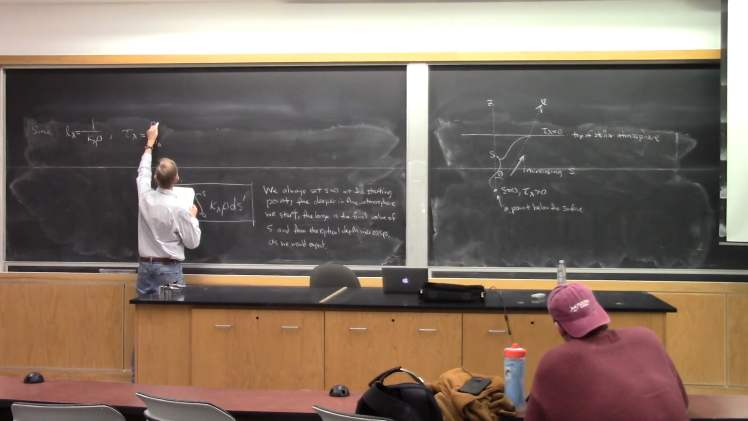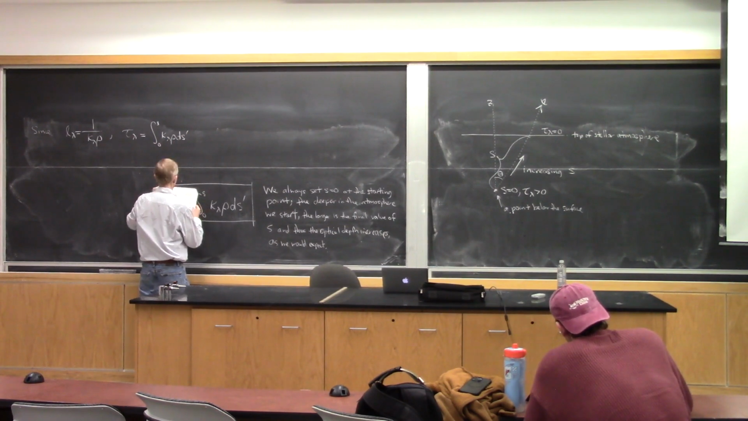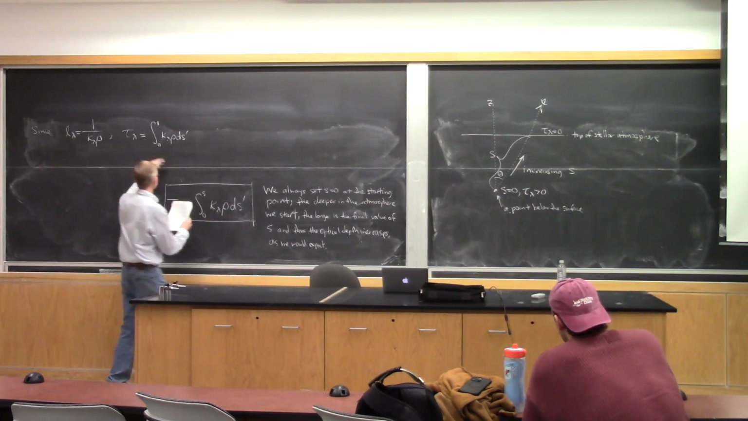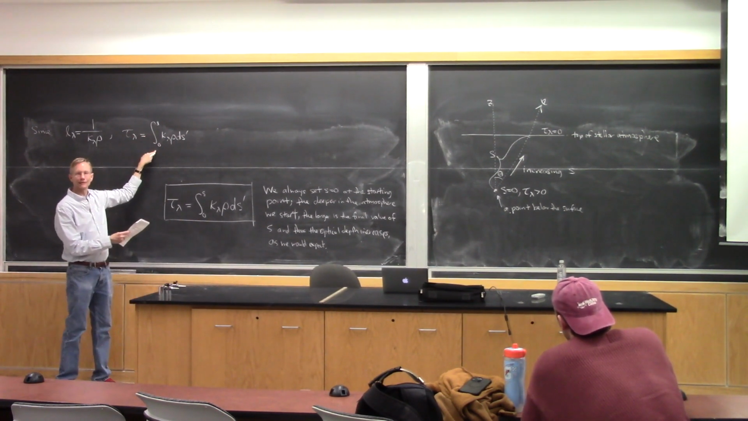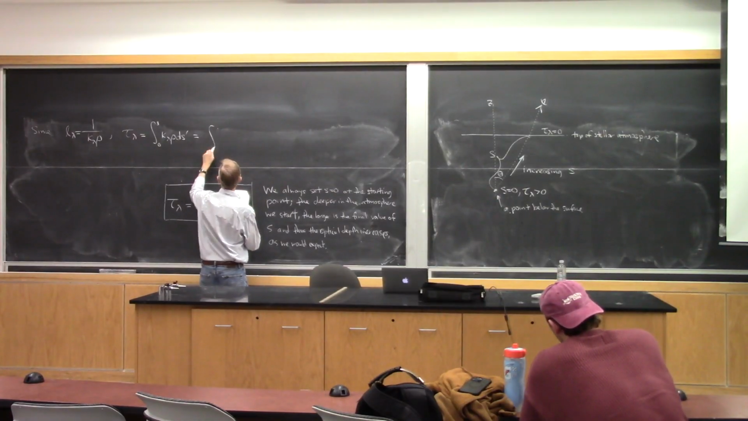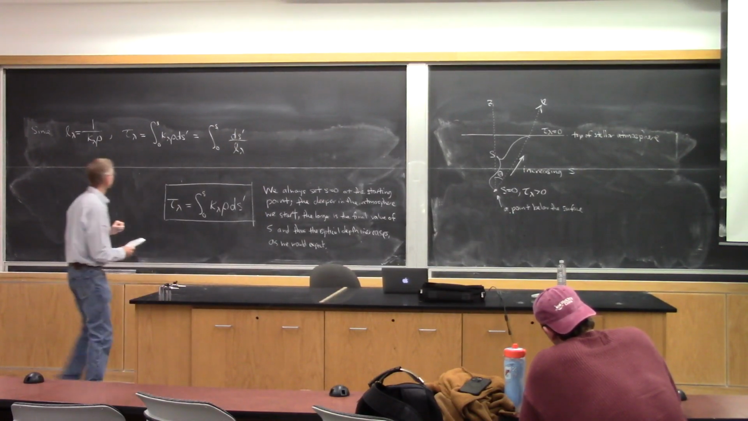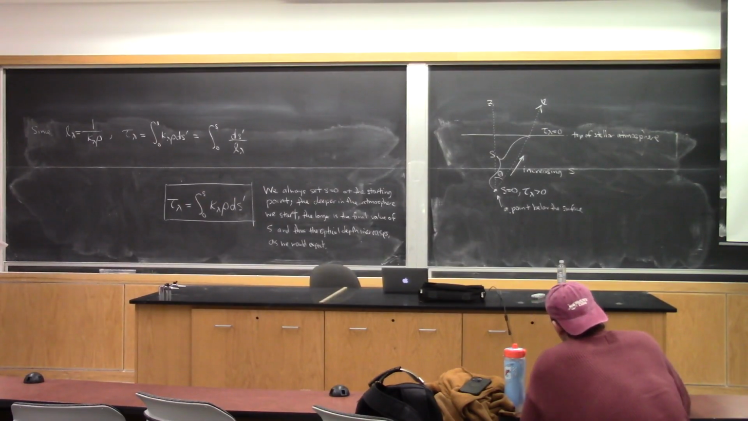integral from 0 to s of, well, remember, it's kappa lambda rho ds prime. It's minus the integral from s to 0, so I flip the limits to 0 to s, equals the integral from 0 to s of ds prime over L lambda, because kappa lambda rho is 1 over L lambda.